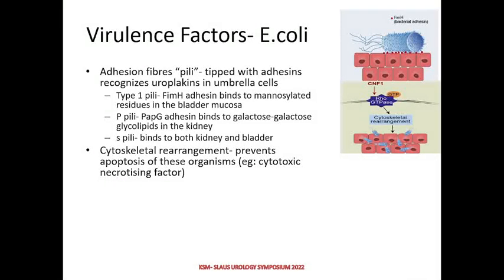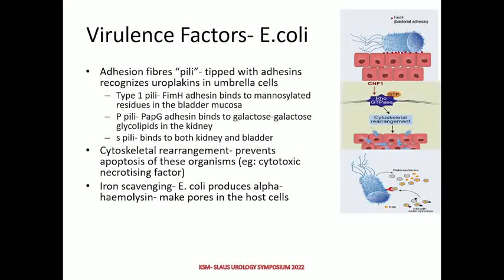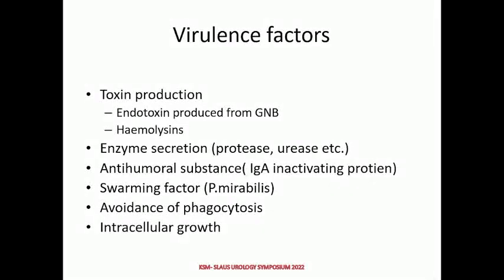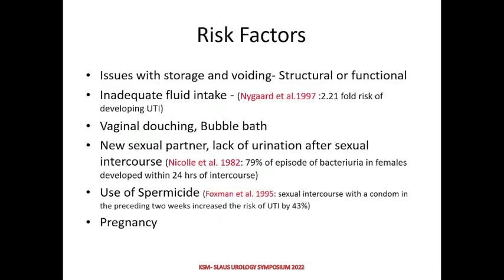And they can cause cytoskeletal disarrangement or rearrangement via cytotoxic necrotizing factor. Again, it prevents phagocytosis or apoptosis of this organism. And then, as an iron scavenging mechanism, they produce hemolysin, and with that they make pores in the urothelium. And then formation of biofilms, which are covered by extracellular matrix, which will protect them from antibiotics. And other virulence factors like toxin production, enzyme production, locally acting antihumoral products, those will act against host defense.